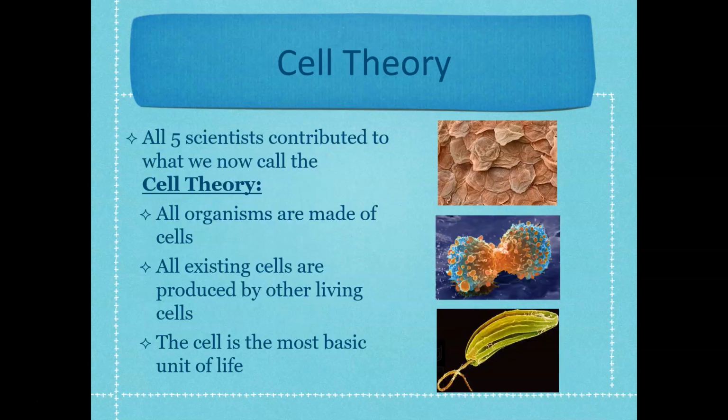So take the contributions of all five of those gentlemen, and it boils down to one of the major theories in biology, and that's your cell theory. And your cell theory basically boils down to really simple three statements here. All organisms are made of cells. All existing cells are produced by other living cells, and the cell is the most basic unit of life. That's it. Right? It is probably one of the easiest theories to remember if you can remember those three statements. And so that's going to be a huge component to the foundation of understanding how life exists and how it functions.